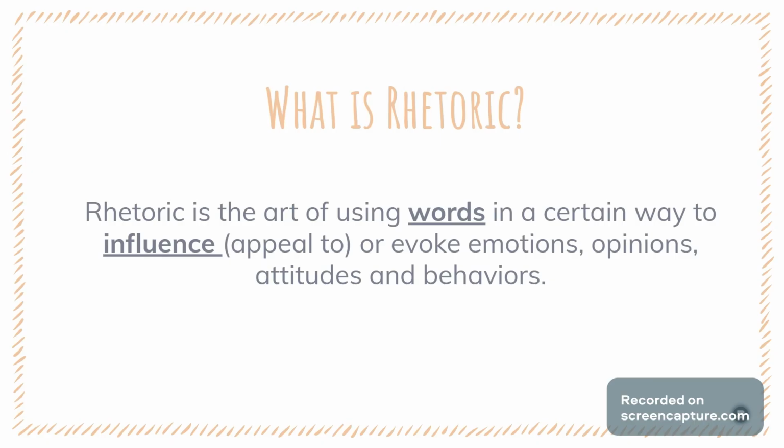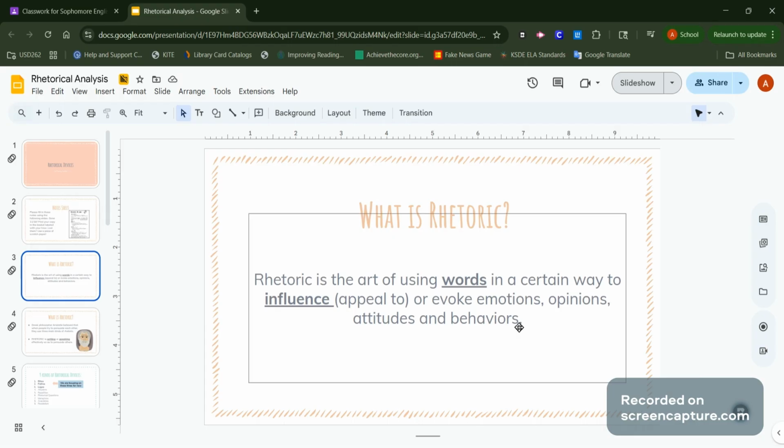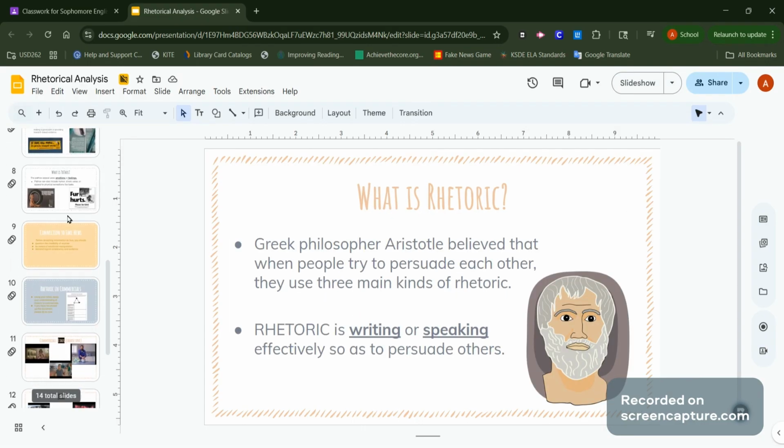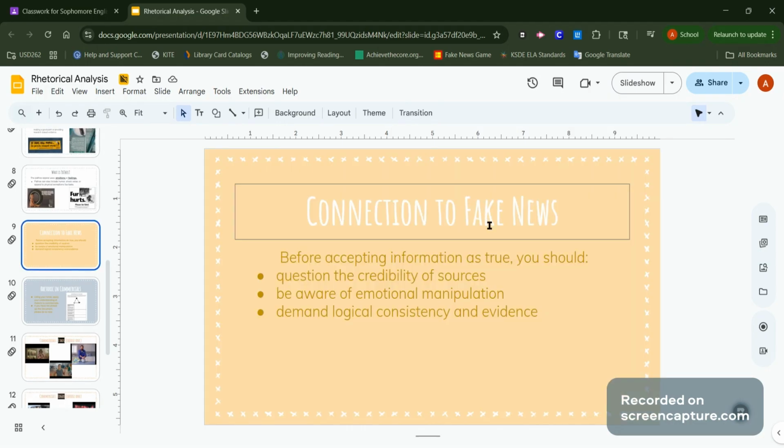So you're going to click through this slideshow, and where you see things that are underlined and in bold, you will want to fill that in for your notes. So, for sure, our connection to fake news. Before you accept something as true, we need to make sure we have credible sources. We need to be aware of where we are feeling, make sure we're not being manipulated, and we want to demand good things from our evidence. We want it to make sense.